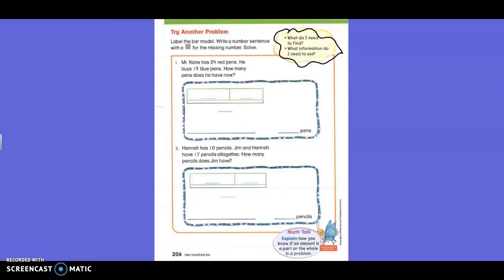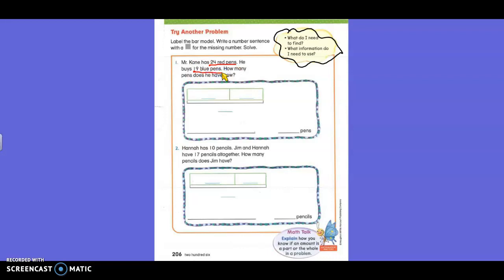In this story problem, what was important? Okay, but what? So, 24 red pins is important. What else is important? Lena, go ahead and tell me another one. 19 blue pins is important.